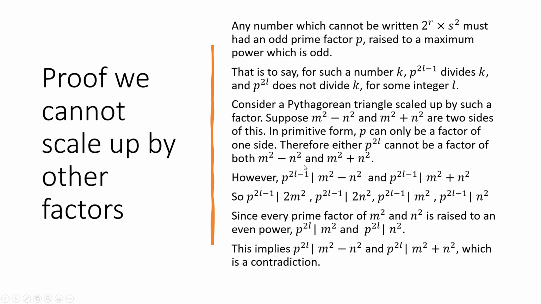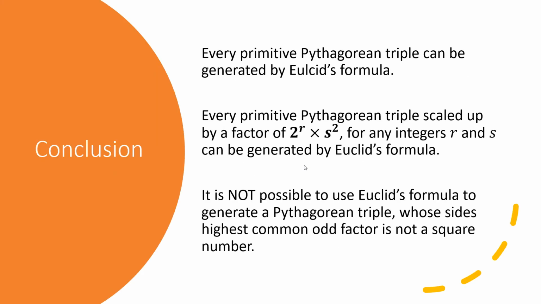Right, so just time for the conclusion. In conclusion to this, every primitive Pythagorean triple can be generated by Euclid's formula. Every primitive Pythagorean triple scaled up by a factor, which can be written in the form 2 to the r times s squared for any integers r and s, can be generated by Euclid's formula. It is not possible to use Euclid's formula to generate a Pythagorean triple whose sides' highest common odd factor is not a square number.